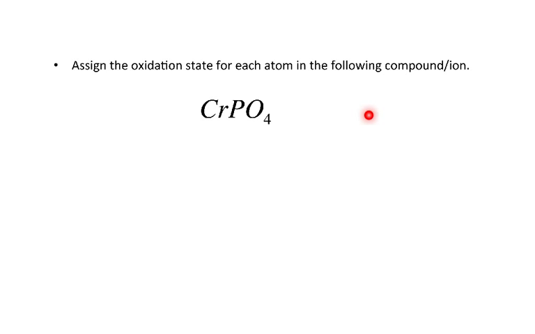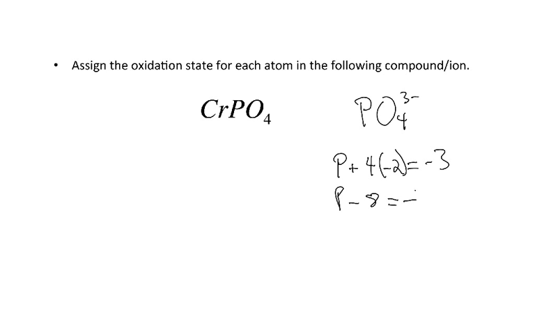Okay, so again, we're trying to figure out phosphate. So phosphorus is what we don't know. We're trying to figure that out. I've got 4 oxygens. They're each -2. And now they have to add up to be -3, because that's the charge on the ion. So phosphorus minus 8 is equal to -3. So I'll add 8 to both sides. -3 plus 8, the phosphorus comes out to be 5.